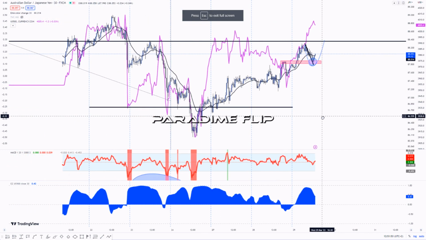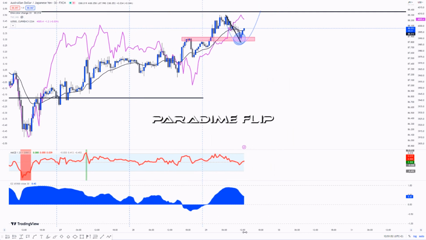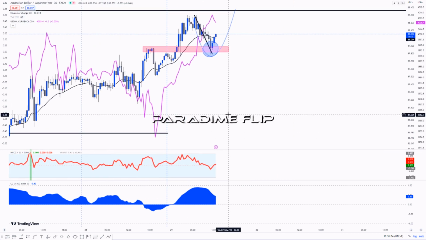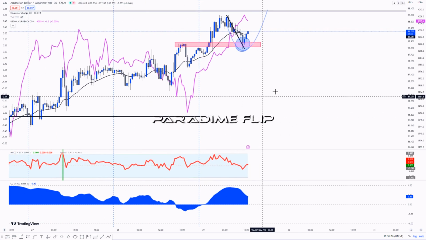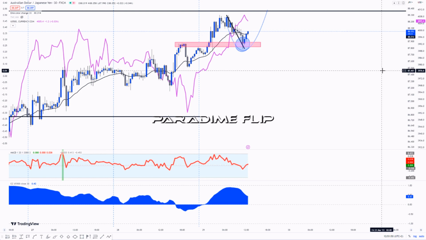And we can actually see that the Australian dollar JPY is actually rising, and I'm expecting it to take out this high and at least reach this level.